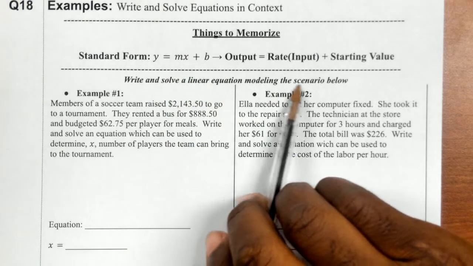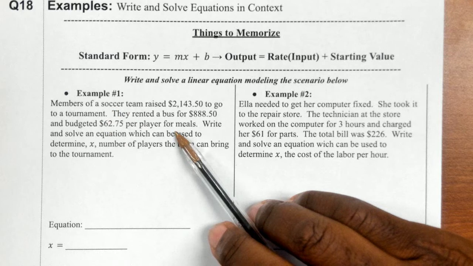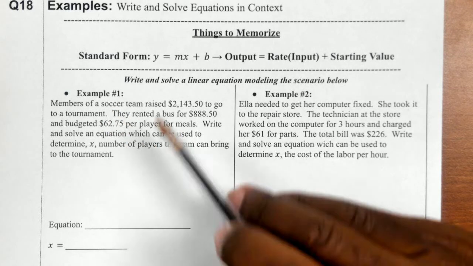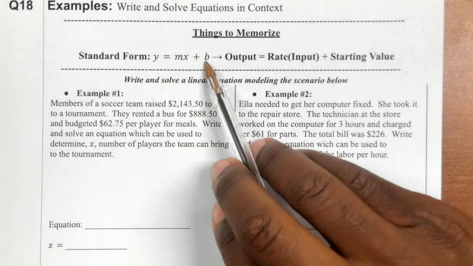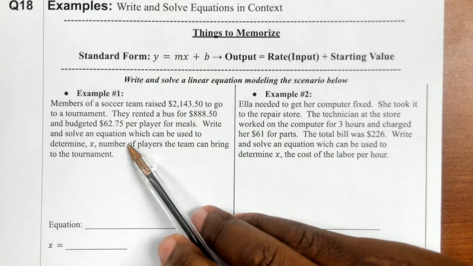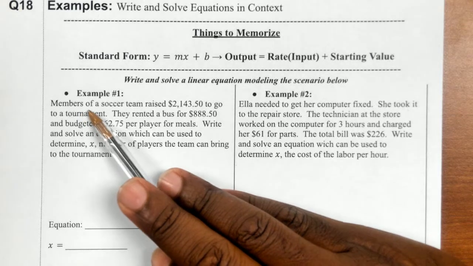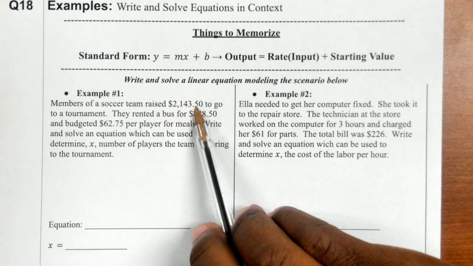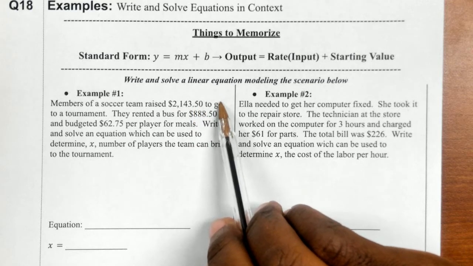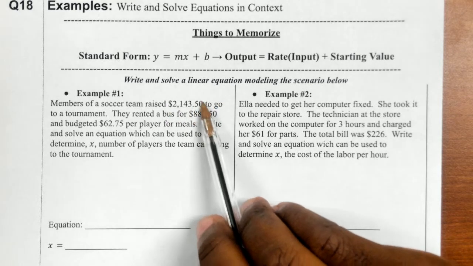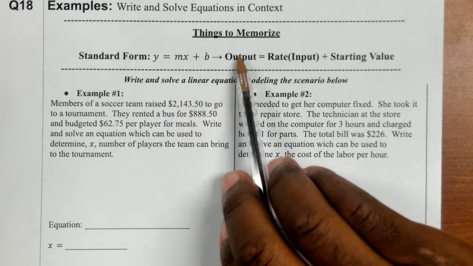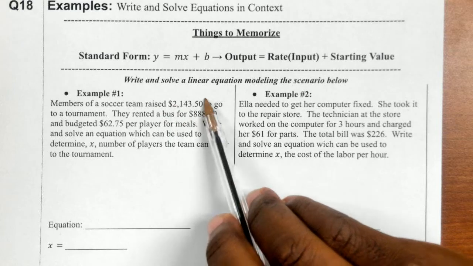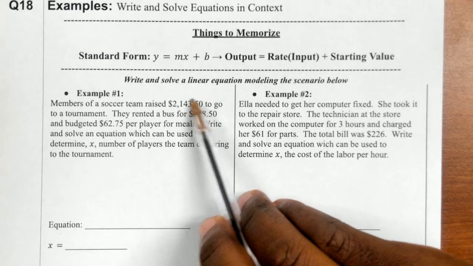But what if you weren't given that hint and all you were given was the question? Let's read the question to evaluate what it wants us to do and if we could figure out the y equals mx plus b with this question. It says, members of a soccer team raised $2,143 to go to a tournament. That's the amount that they have all together. That would technically represent an output, because that's the amount that they've put all together to spend.